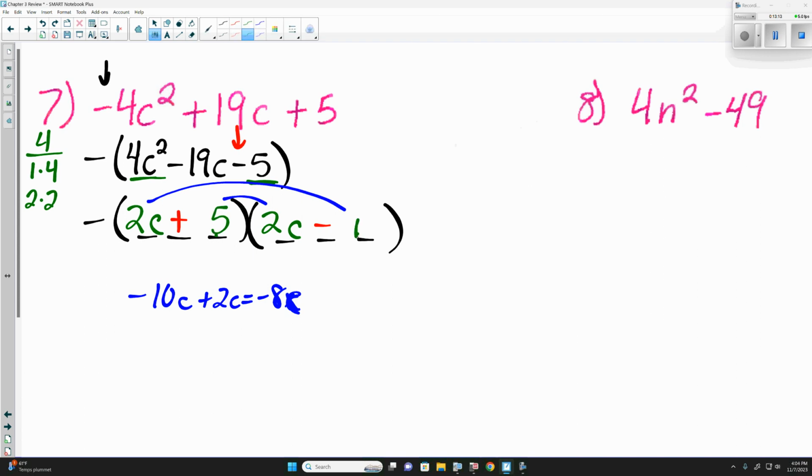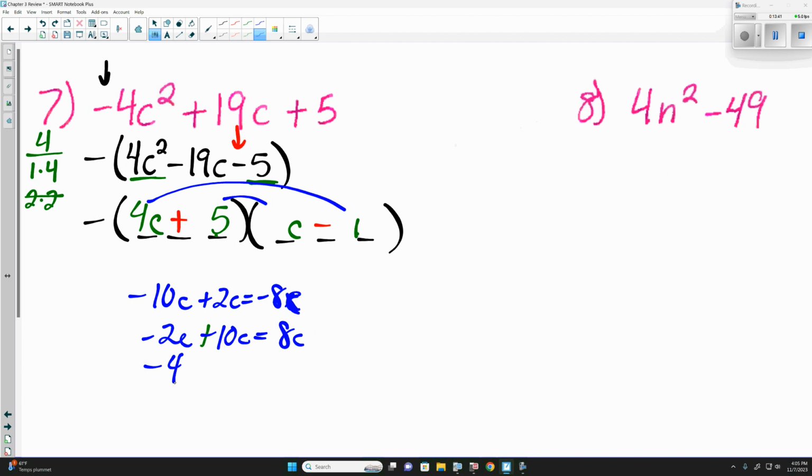5, 1. For this one here, it's not going to change much. 2c times negative 1 is negative 2c. 5 times 2c is positive 10c this time, which gives us positive 8c. So instead of switching the 1 and 5 again, I'm going to switch the 2 and 2 to 1 and 4. 2 and 2 is out, so one of them will be 4, the other will be 1. And we can check it again.